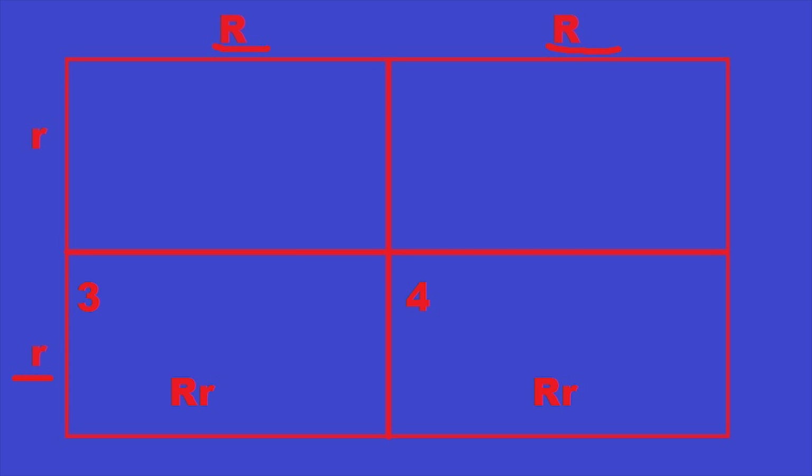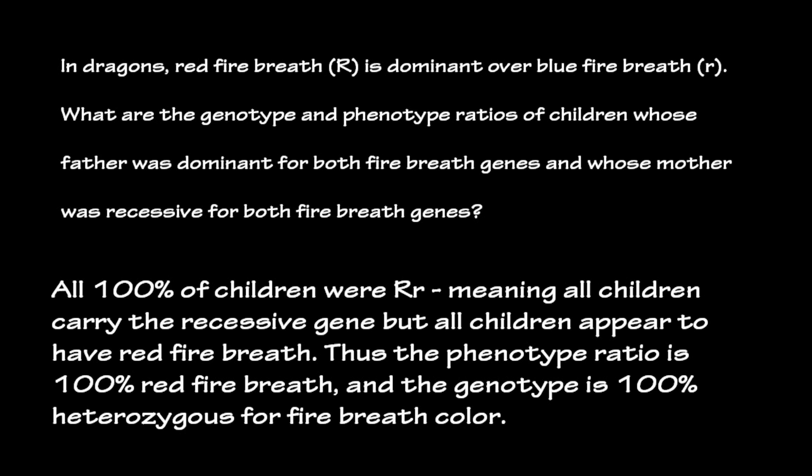So now we are able to answer our genetics problem. Because all 4 boxes were big R, little r, the genotype of the dragon children is 100% heterozygous for fire breath color. Due to each child having the dominant gene for breath color, their fire breath will appear red, making the phenotype for the children 100% red fire breath.